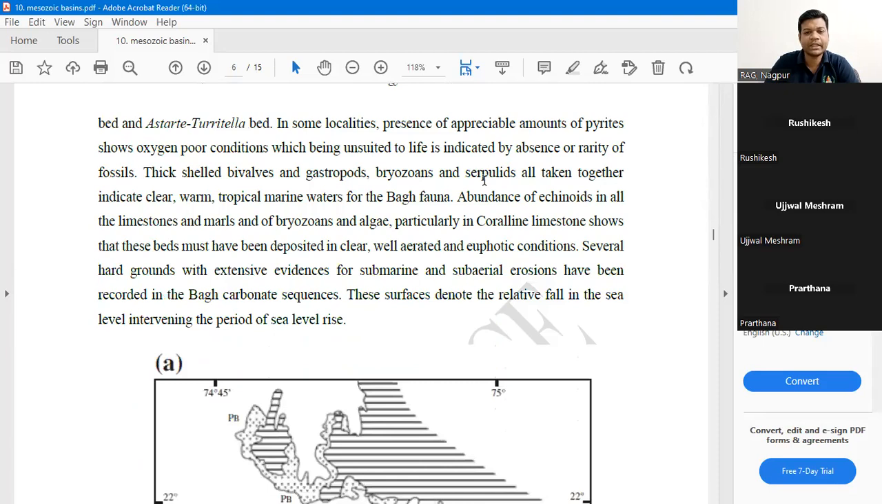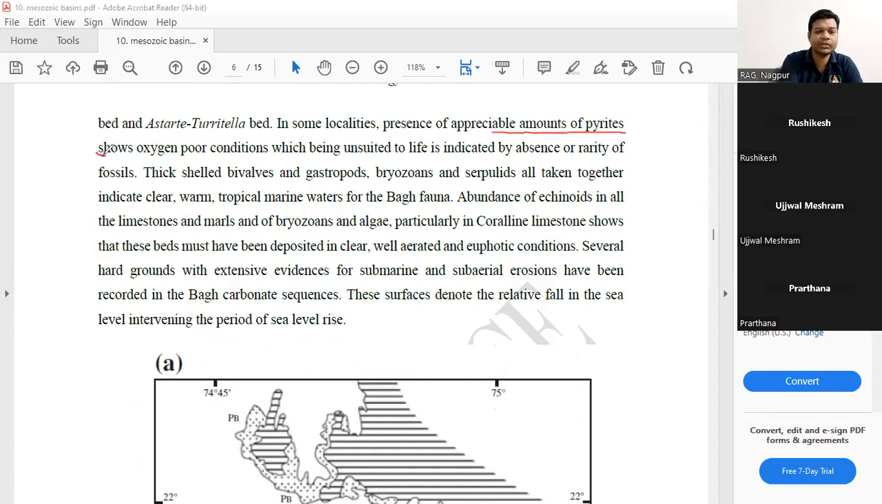In some localities, the presence of an appreciable amount of pyrites shows oxygen-poor conditions. Oxygen-poor means it must be an underwater condition, which is indicated by the absence or rarity of fossils. Now, thick-shelled bivalves and gastropods are present.